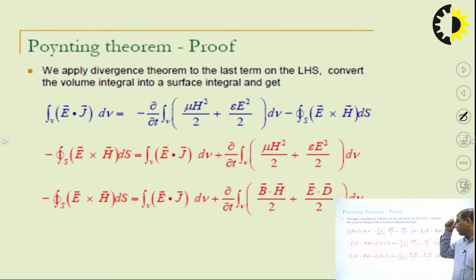Now we have to understand the physical significance of all these three terms separately. For that purpose, let us mathematically rearrange this equation and take this E cross H dS on the left side. So we will get the surface integration of E cross H dS equal to volume integration of E dot J dV plus d over dt volume integration of mu H square by 2 plus epsilon E square by 2 dV.